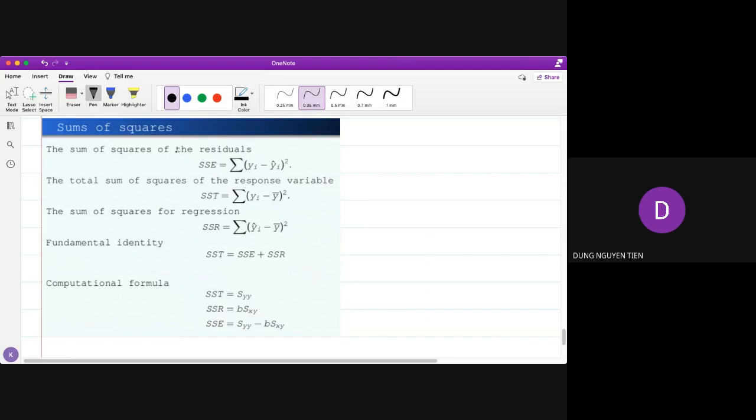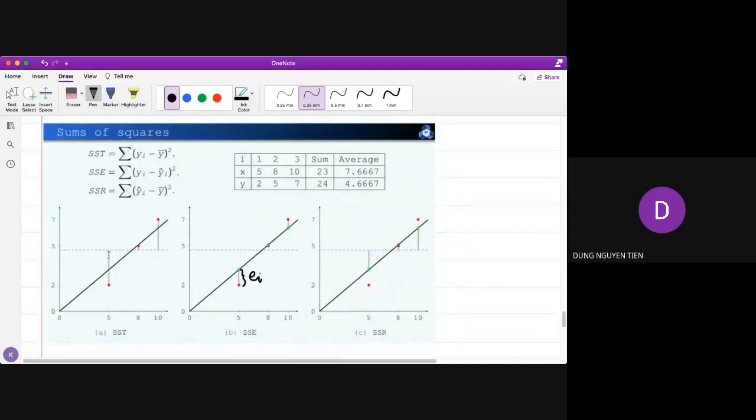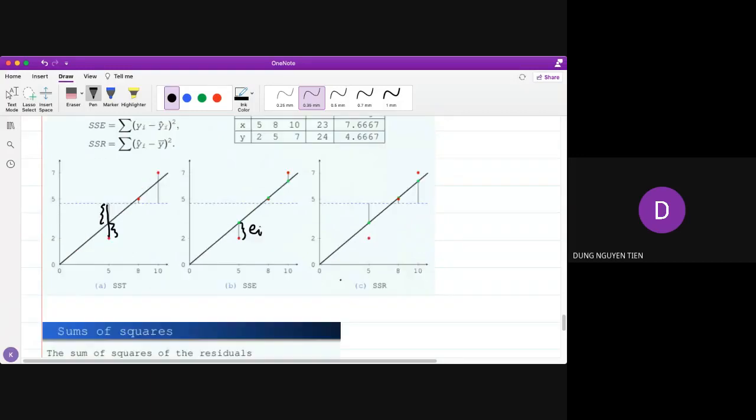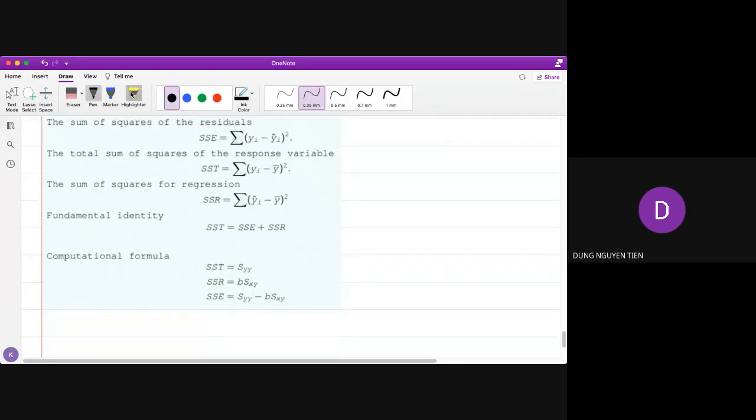So you get the sum of squares of the residuals is the SSE, which is this one, the total sum of squares of the response variable, SST, and the sum of squares for regression, you get the SSR. Okay, then you can see that this value equals this one plus that one, right? So the SST equals the SSE plus the SSR. Therefore, we come up with the following fundamental identity. Okay, is that all clear, everybody?